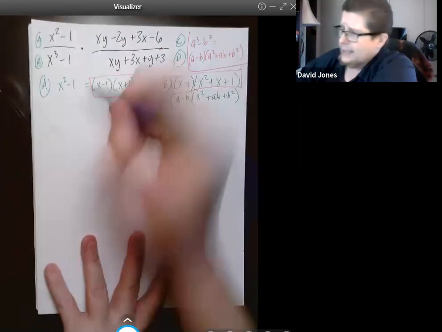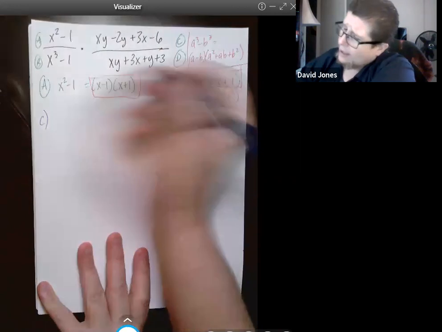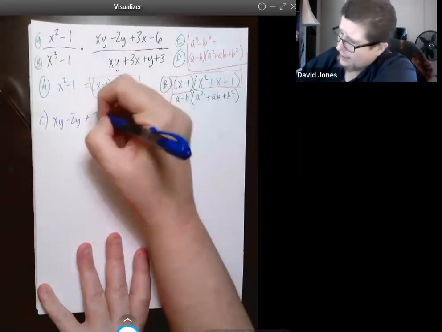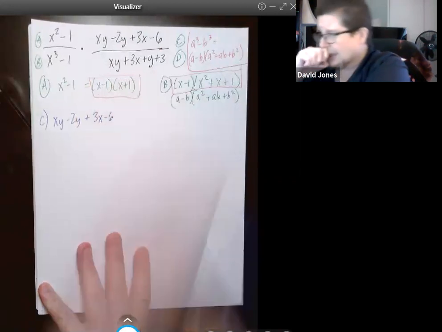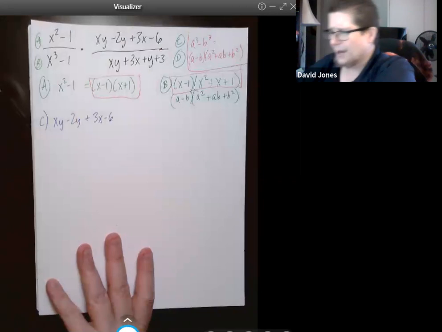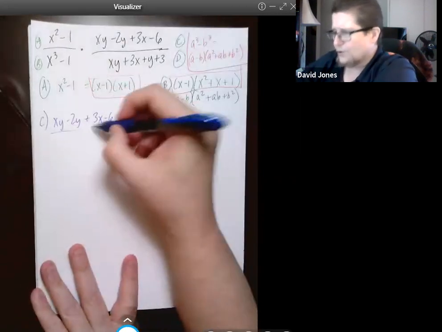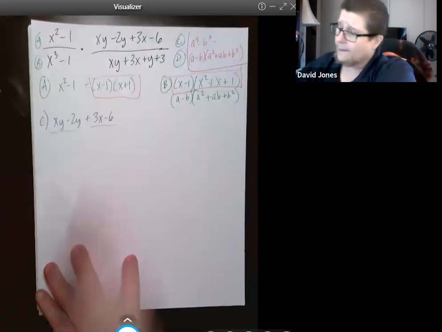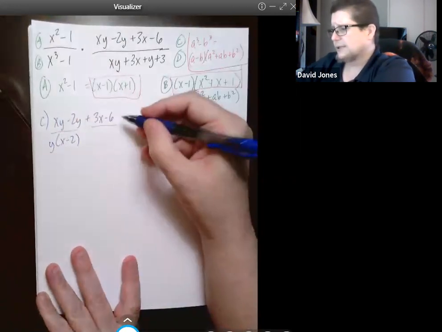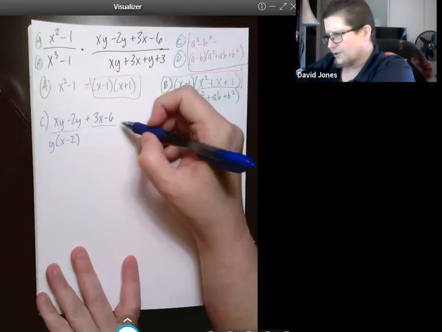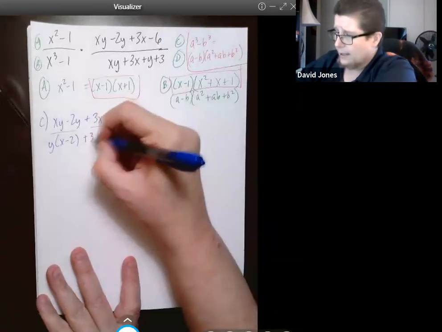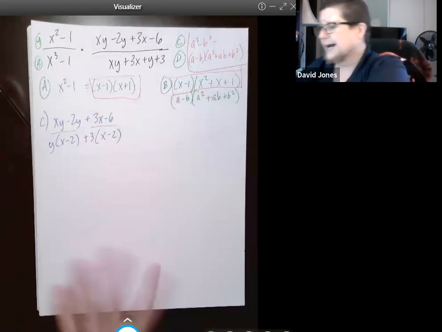Take a look at C. xy minus 2y plus 3x minus 6. I've got 4 things. I'm going to try to group them together. 2 of them have y's, so I'm going to work with those 2 together and these 2 together. I can pull out a y here, and that'll leave behind an x minus 2. Here, there's no x's in the second term, but they're both divisible by 3. If I do that, I've got that.